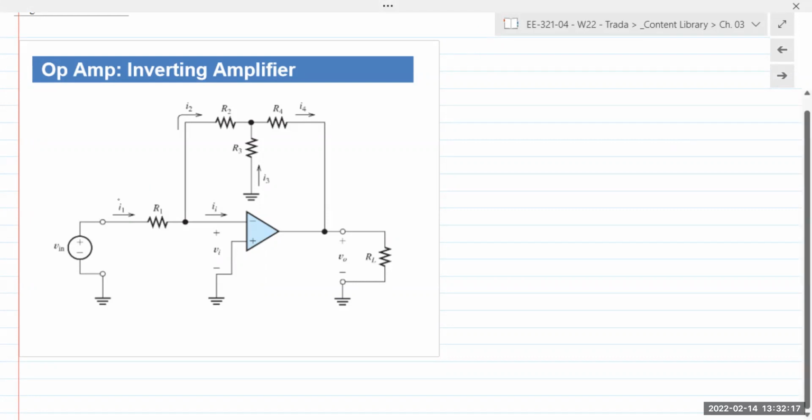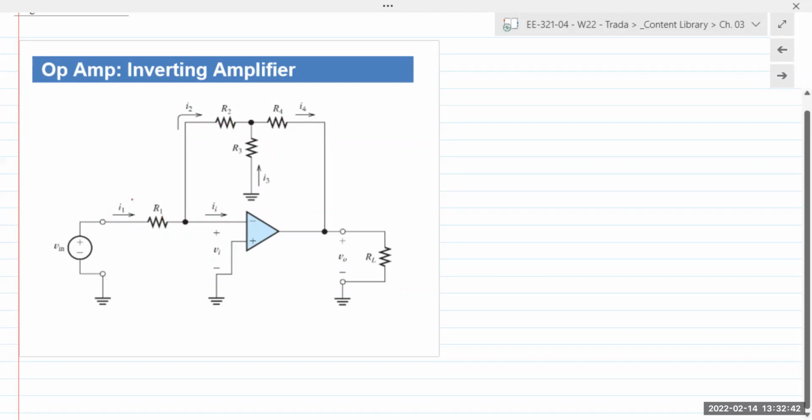So here, current I1 is going through R1, current I2 going through R2. I3 has been given the direction as going up, and I'll explain why. And then I4, of course, is going towards the output. Okay, so we have established 4 currents through those 4 resistors.